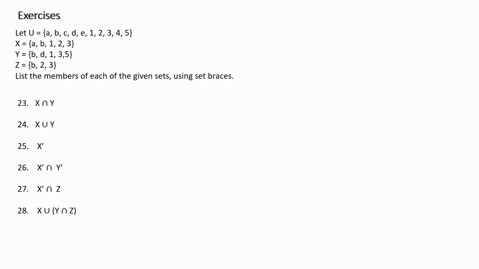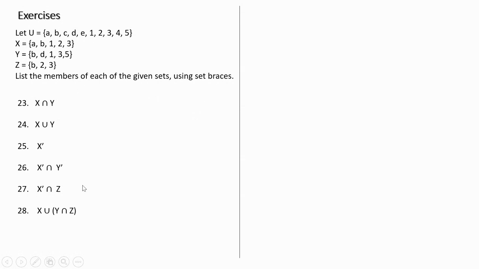Okay, now, I believe this is also from the book. It says exercises. Let U equal the set containing the elements A, B, C, D, E, 1, 2, 3, 4, 5. And set X has the elements A, B, 1, 2, 3. And set Y containing the elements B, D, 1, 3, 5. And Z containing the elements B, 2, 3. Now it says here, list the members of each of the given sets using set braces.